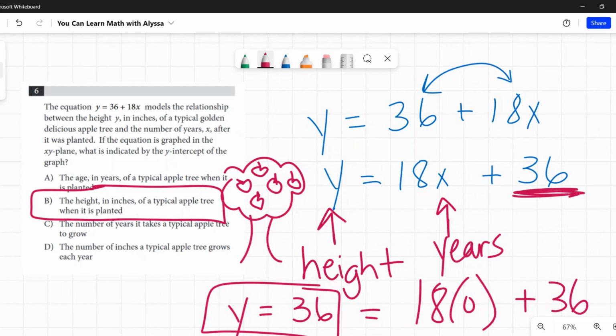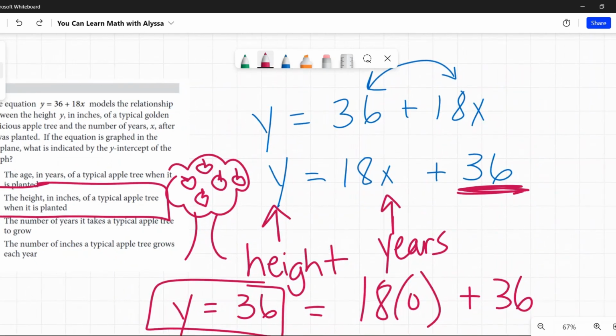This one honestly is less about math and more about logic, but they are just testing that you know this number that's out by itself is the y-intercept in a line.